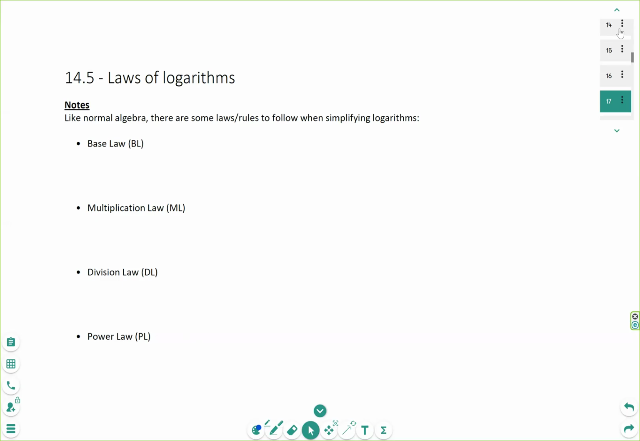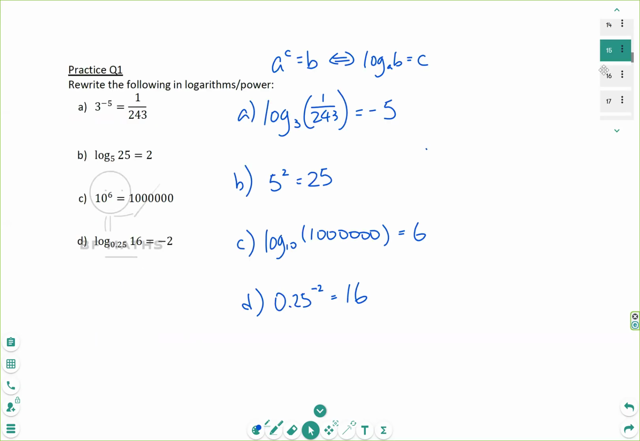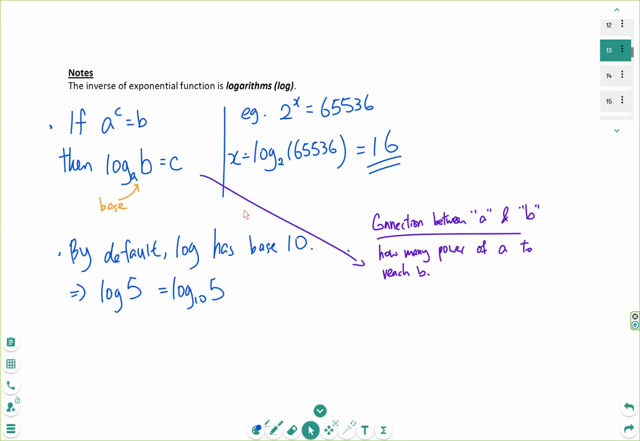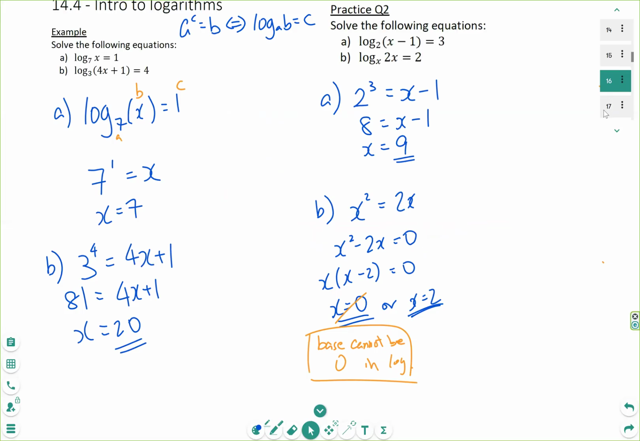Before we start, a quick recap of what we did last lesson about what a logarithm is. A logarithm is essentially a relationship between the base and an exponential power, so the inverse of the exponential function. We can rewrite log base a of b equals c as a to the power of c equals b. That's the relationship of a logarithm. It helps you connect the base and the power, which is indeed our first law, the base law.